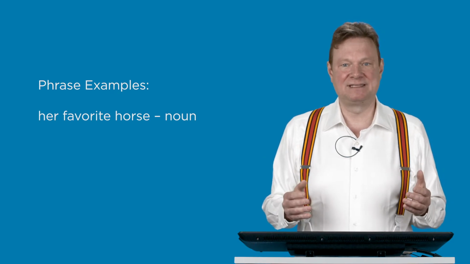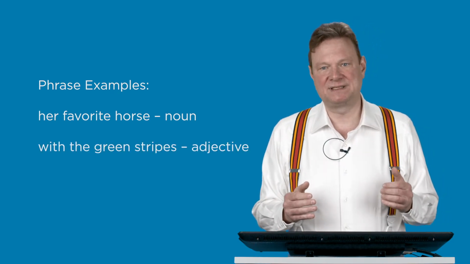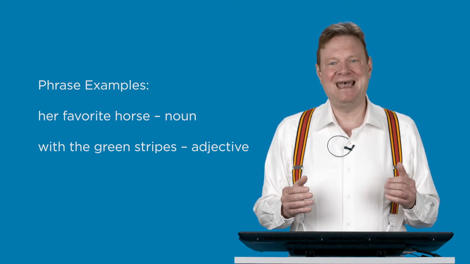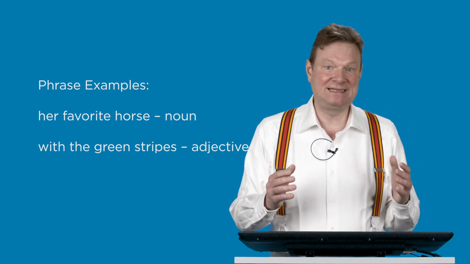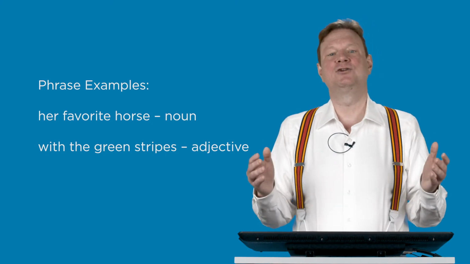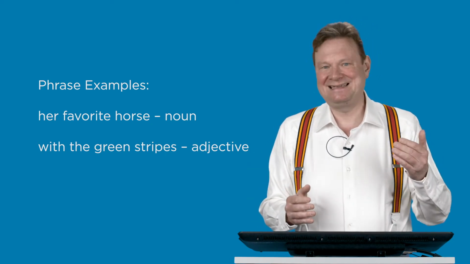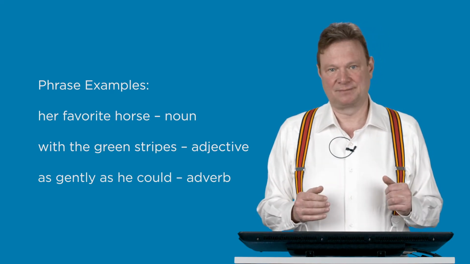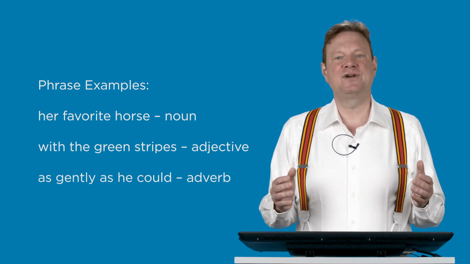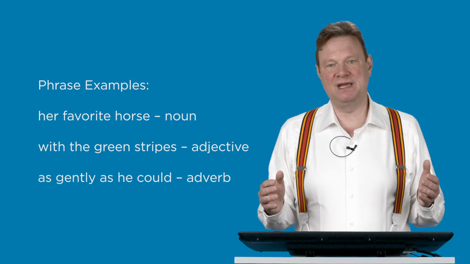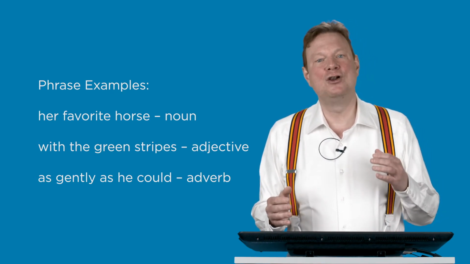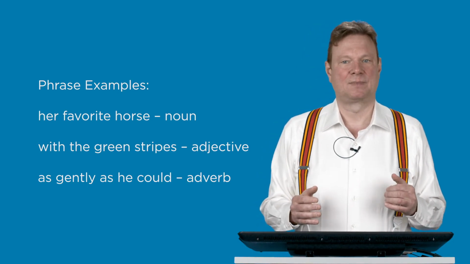Another example is with the green stripes. Here we have a prepositional phrase which acts as an adjective in a sentence. A phrase can also act as an adverb, an example being as gently as he could. Each of these phrases will give more information in a sentence, however, none can stand alone as a sentence.